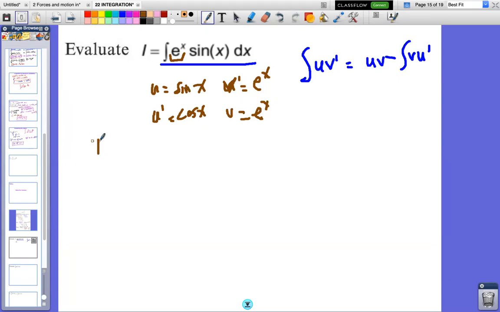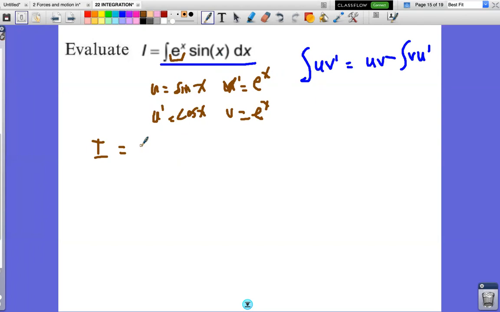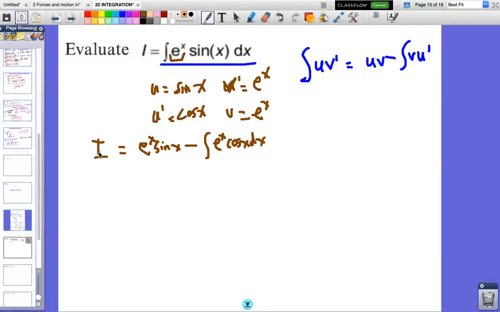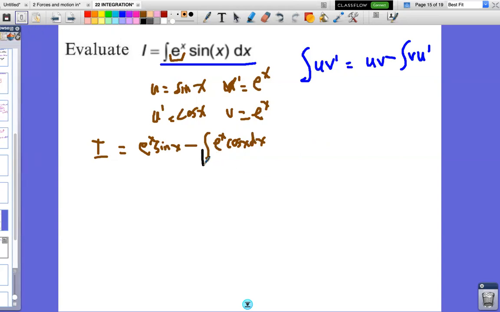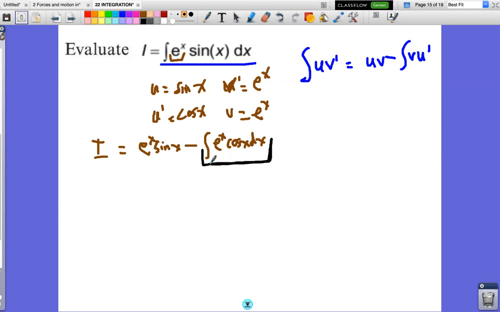So I will be what? uv: e raised to the power x sine x, minus integral of e raised to the power x cos x dx. Now ask yourself, does it solve the problem? No, it still does not solve the problem. I will use integration by parts again for this one. I'll use integration by parts one more time and see what happens.